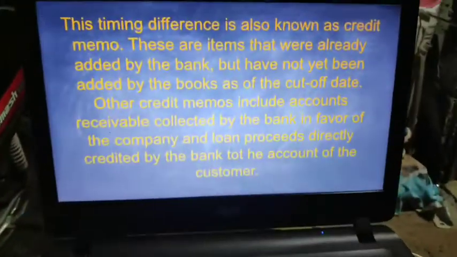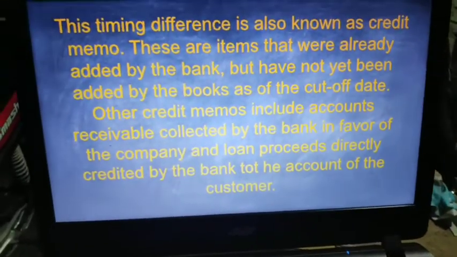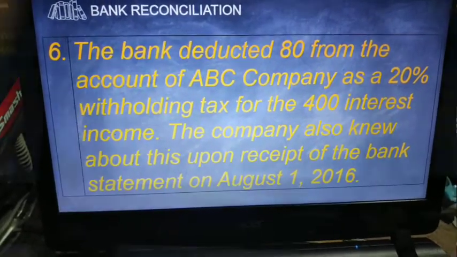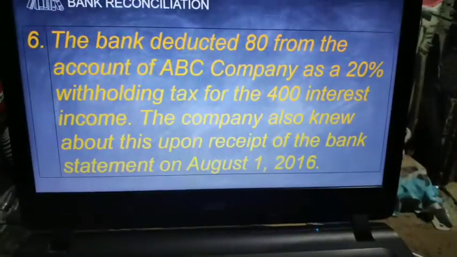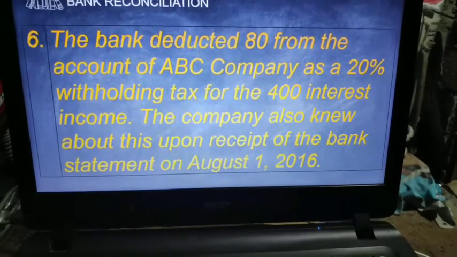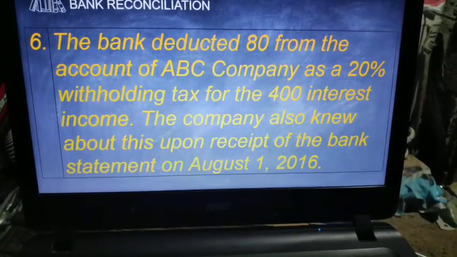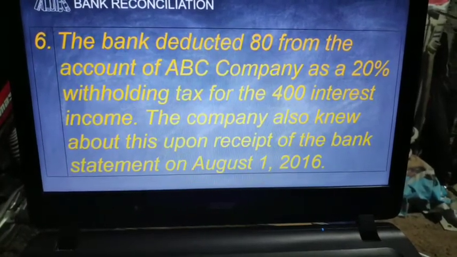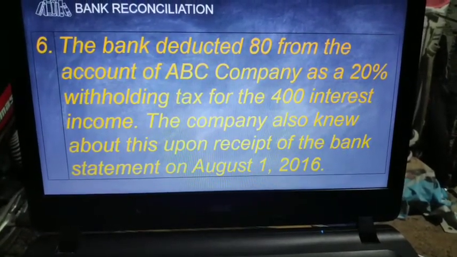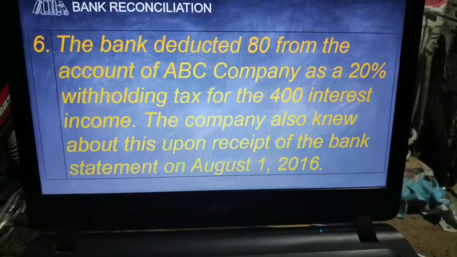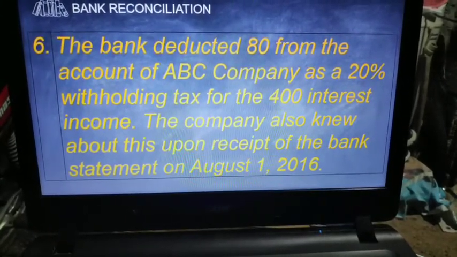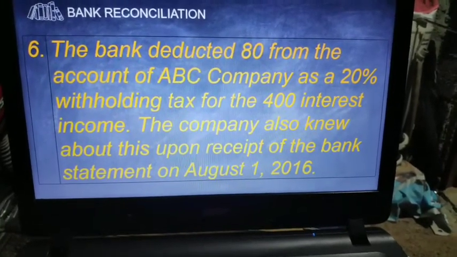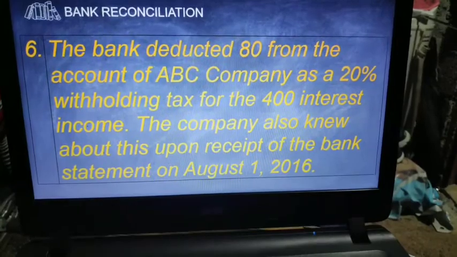Now, let us proceed to the last problem for this set, which is number 6. The bank deducted 80 from the account of ABC Company as a 20% withholding tax for the 400 interest income. The company also knew about this upon receipt of the bank statement on August 1.